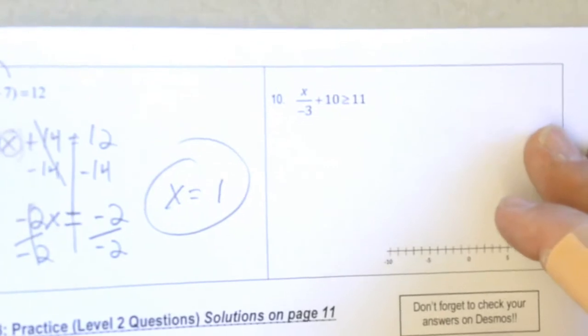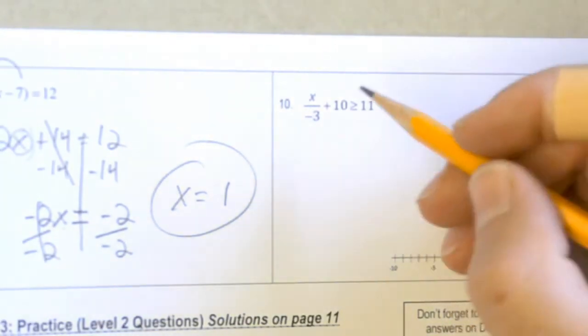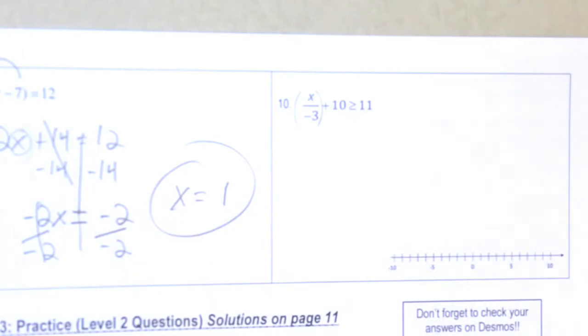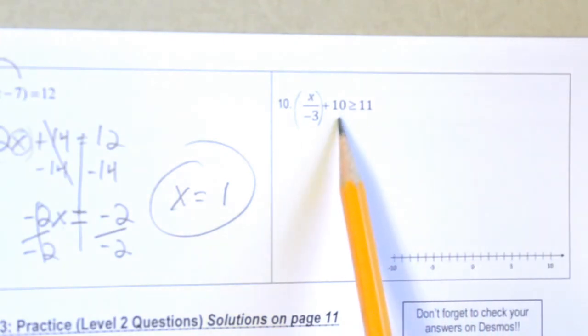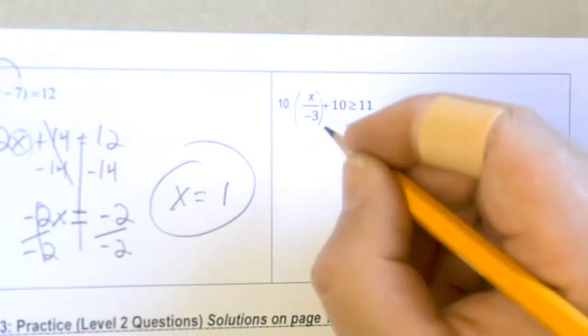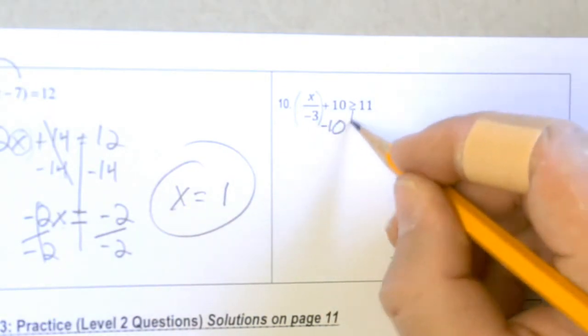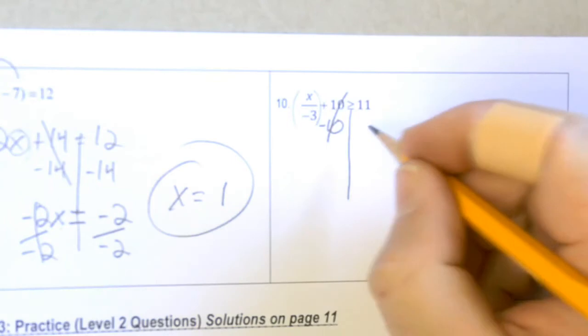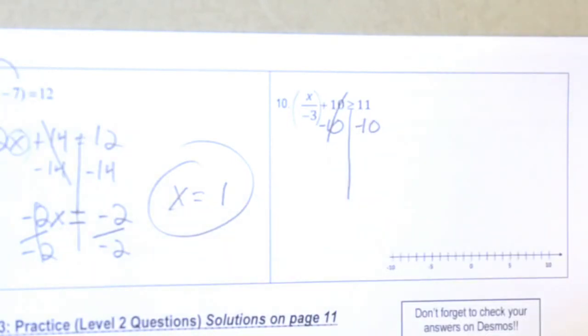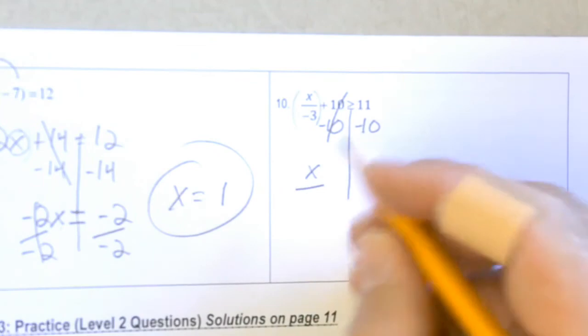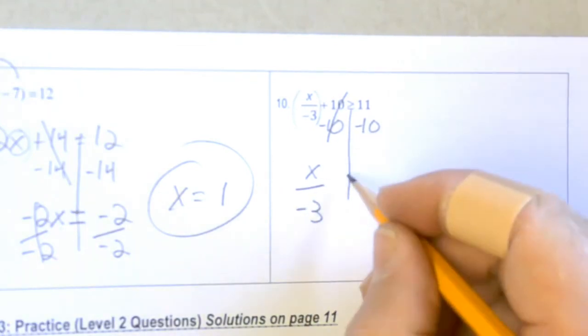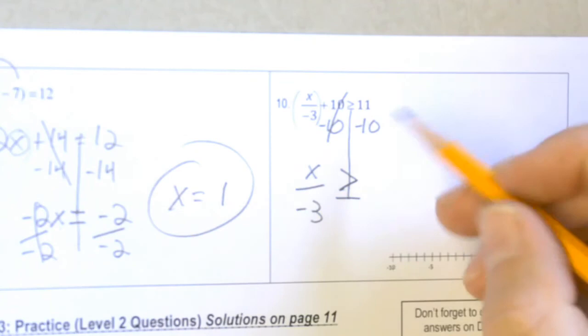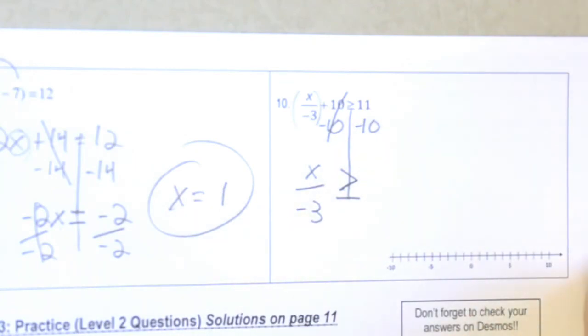Okay, very last one. Here we go. I have a fraction. I'm going to put a parenthesis around it. Is there anything outside that fraction, outside the parenthesis on that side of the equation? Yes. We have to get rid of that +10 first. So I'm going to subtract 10, do the opposite operation. That cancels out. Subtract 10 over here. Rewrite my equation. X divided by -3 is greater than or equal to, what's 11 minus 10? Oh, hard one here. Just kidding. It's a 1.